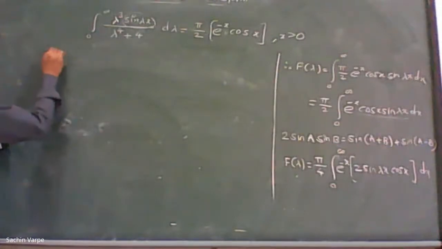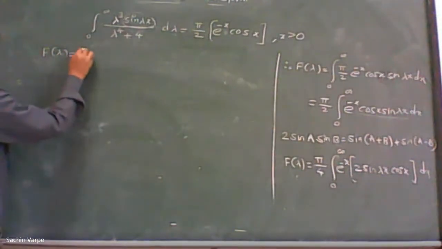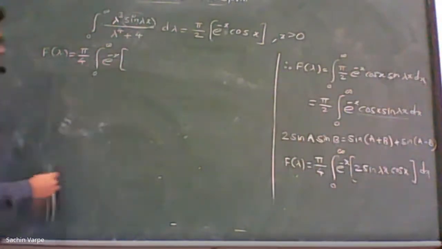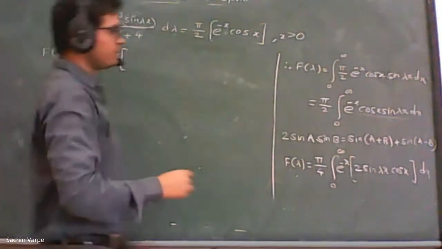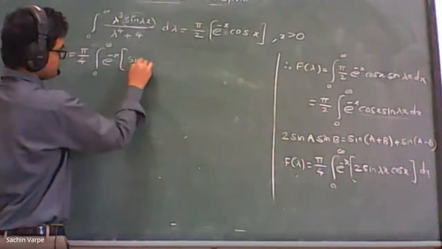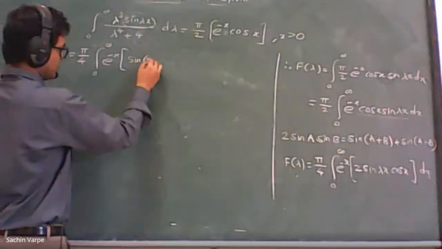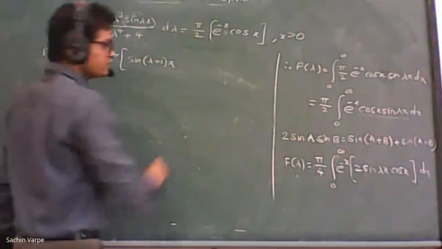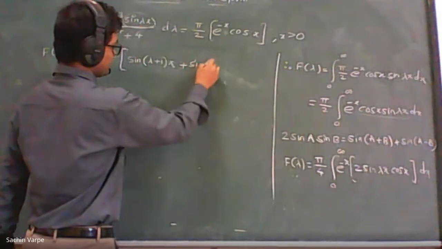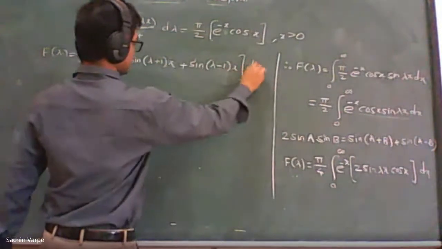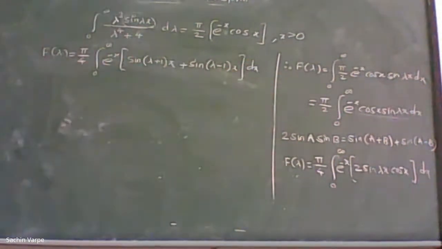Therefore, f of lambda is equal to pi by 4 integral from 0 to infinity e to the power minus x times sine of a plus b, where a is lambda x and b is x. So sine of lambda x plus x. I'm taking x outside, so lambda plus 1 times x. Plus sine of a minus b, that is lambda x minus x, so lambda minus 1 times x, dx. Is it okay? Please check.